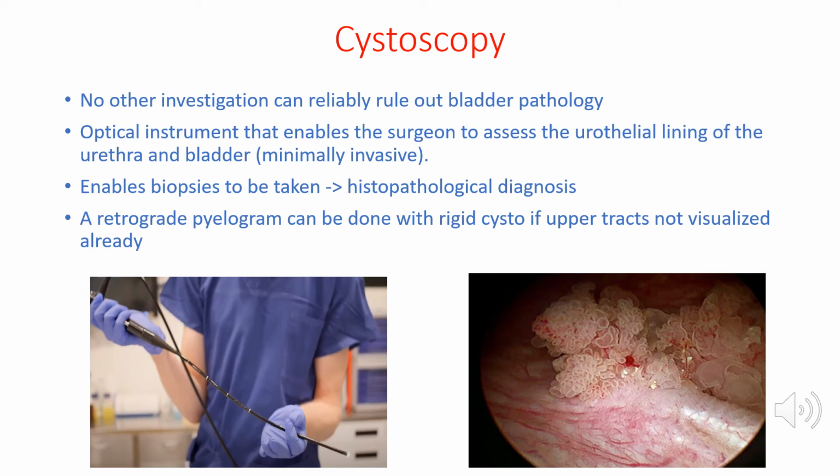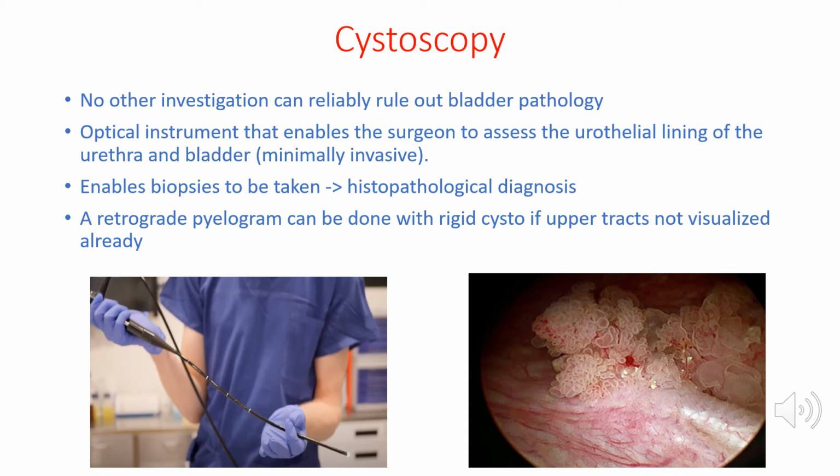Cystoscopy is the only investigation that allows you to reliably rule out a bladder cancer. CT scans cannot detect bladder cancers with any degree of sensitivity that allows you to use it as a diagnostic modality. So if you're considering a lower tract tumor, you must do a cystoscopy. A cystoscope is an optical instrument that enables visualization of the urothelial lining, and it enables you to take biopsies to be sent for histopathological diagnosis.